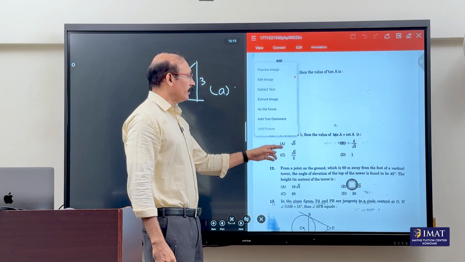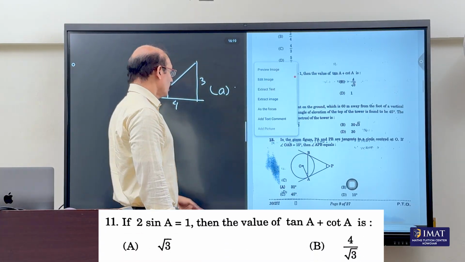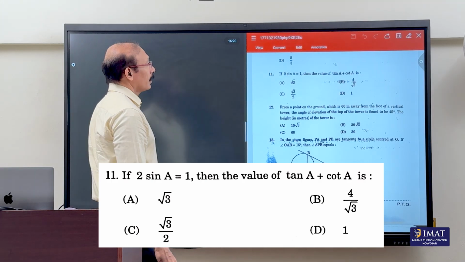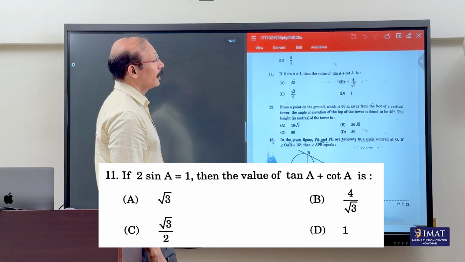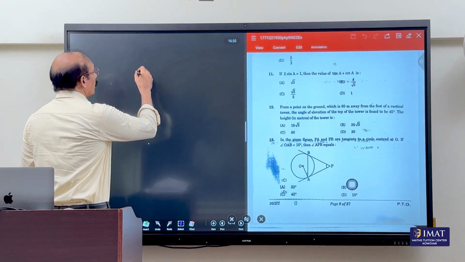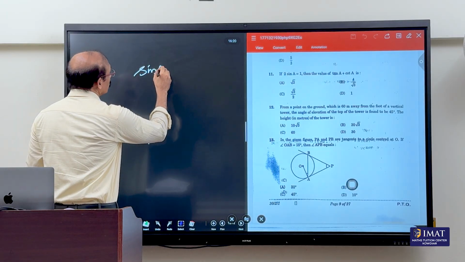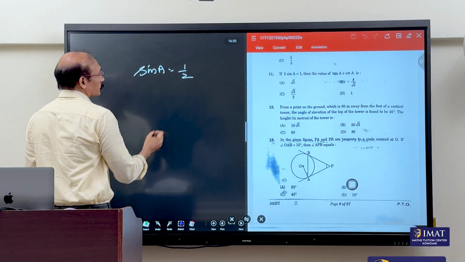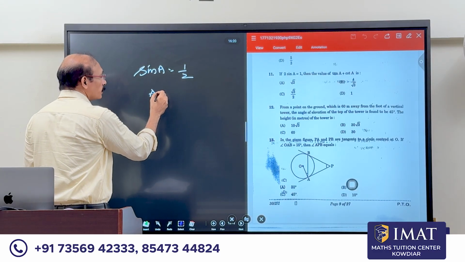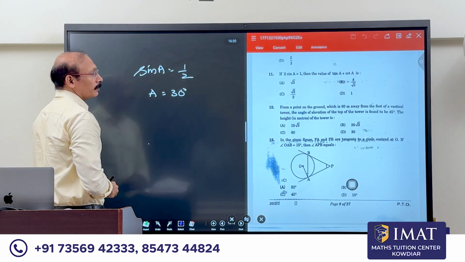What about question number 11? 2 sin A is equal to 1. Then the value of tan A plus cot A. 2 sin A is equal to 1, or sin A is equal to 1 by 2. So 1 by 2 is a standard value, and the angle corresponding to it should be 30 degrees. Sin 30 degrees is 1 by 2.